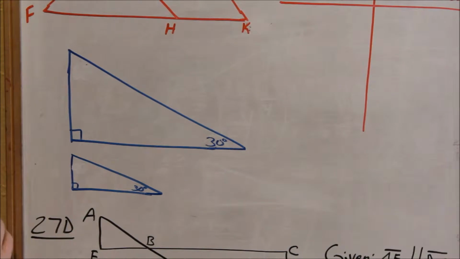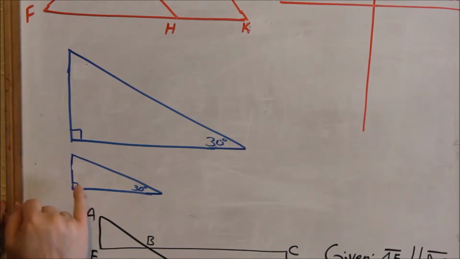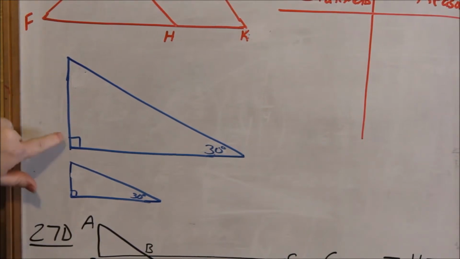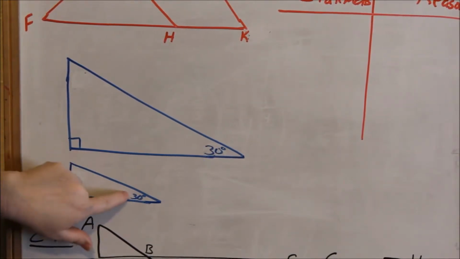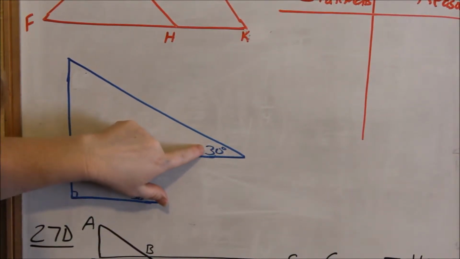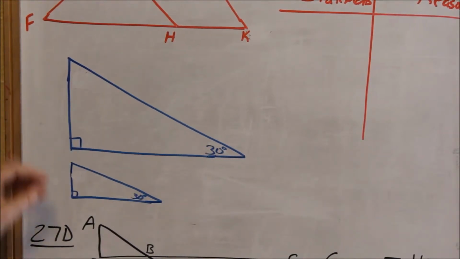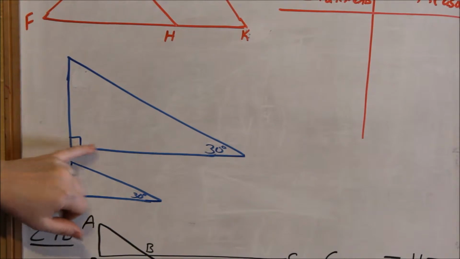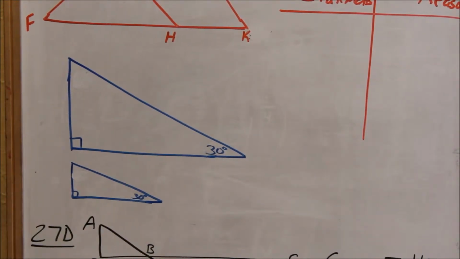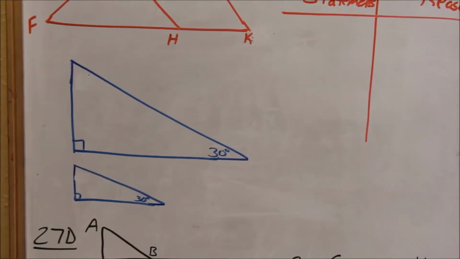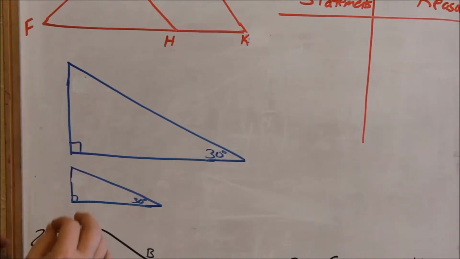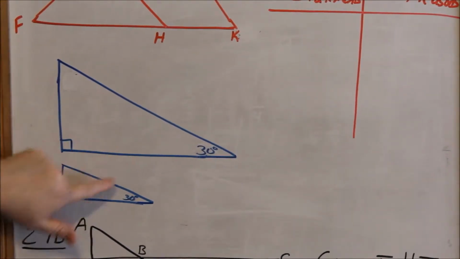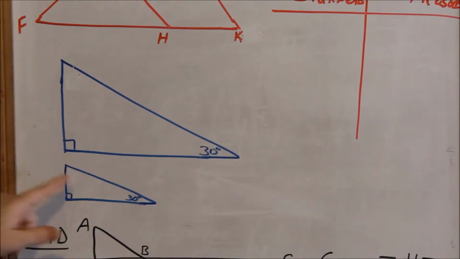So in similar triangles, you only have to prove two angles are congruent. This 90 degrees is congruent to this 90 degrees. This 30 degrees is congruent to this 30 degrees. So to prove that triangles are similar, I only have to prove two angles are congruent in order to show that they are similar. Again, because when we enlarge a triangle, we are only changing the length of the sides, we are not changing the angles.